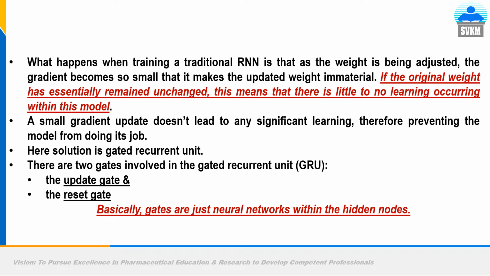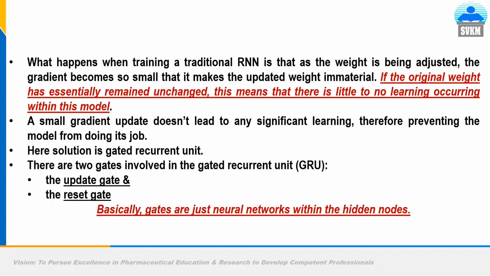So what happens when training a traditional RNN is that the weight is being adjusted. We all know, to train a model, we have to continuously tweak or fine tune or edit or change weights and biases. The gradient, in case of RNN, the gradient becomes so small that it makes the updated weight immaterial. There is no effect of the training in RNN if you go for traditional way of gradient descent. So if the original weight has essentially remained unchanged, this means that there is little to no learning occurring within the model. A small gradient update doesn't lead to any significant fine tuning of the model.